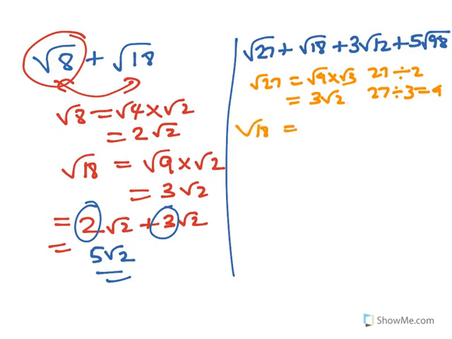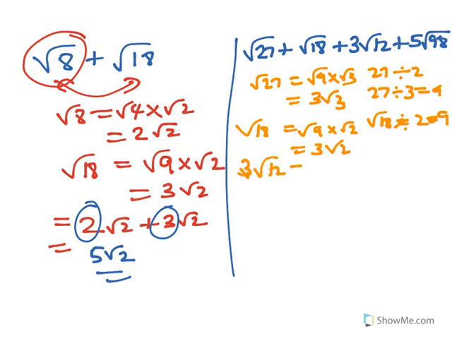Root 18. Okay, root 18, so that's 18. Let's divide it by 2, I get 9. So it's root 9 times root 2, so that one will be 3 root 2. That one's 3 root 3.